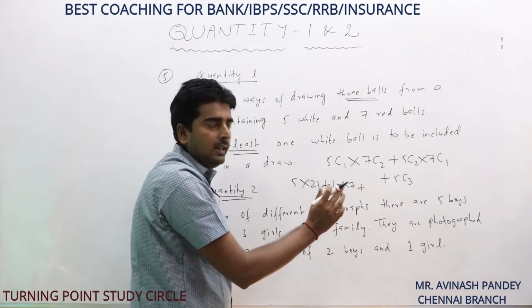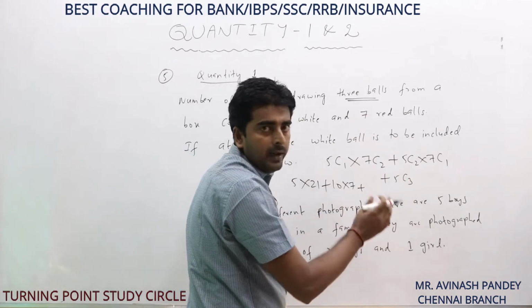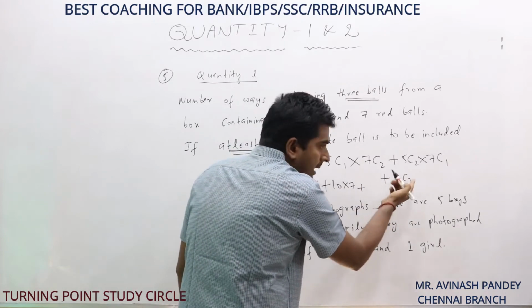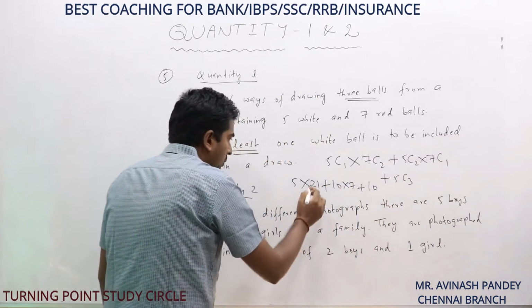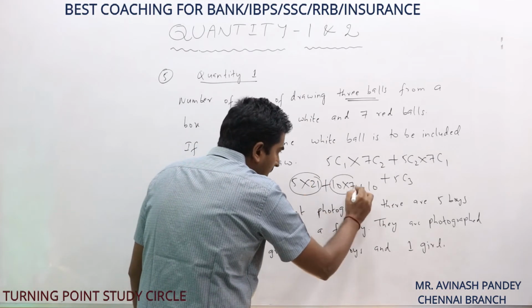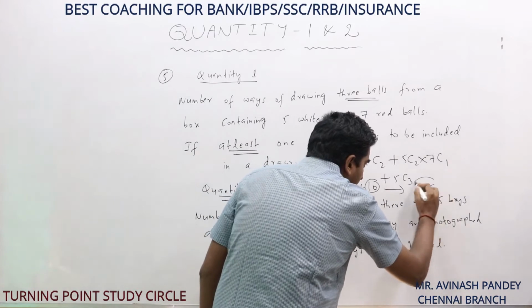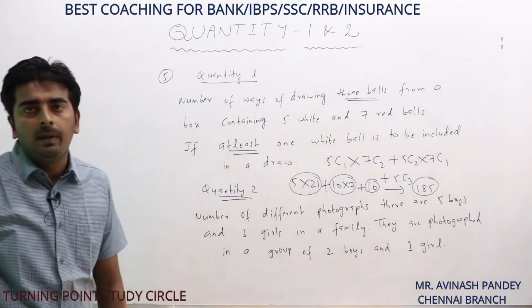nCr is nothing but n factorial by r factorial into (n minus r) factorial. So 5C3 is nothing but 5 into 4 by 2, which is nothing but 10. So 25, 105 plus 70, 175 plus 10. My answer is nothing but 185. This is my quantity 1.